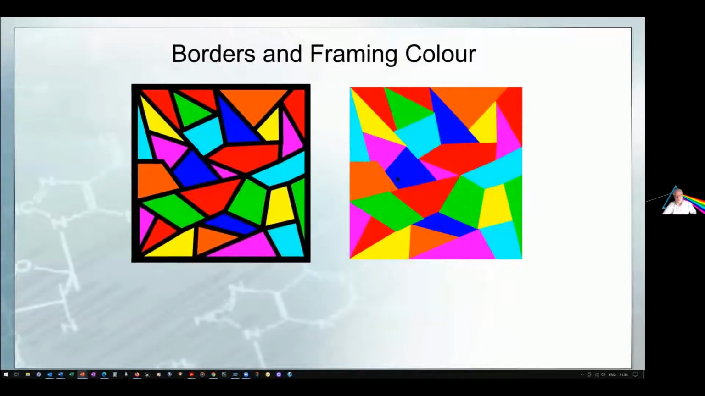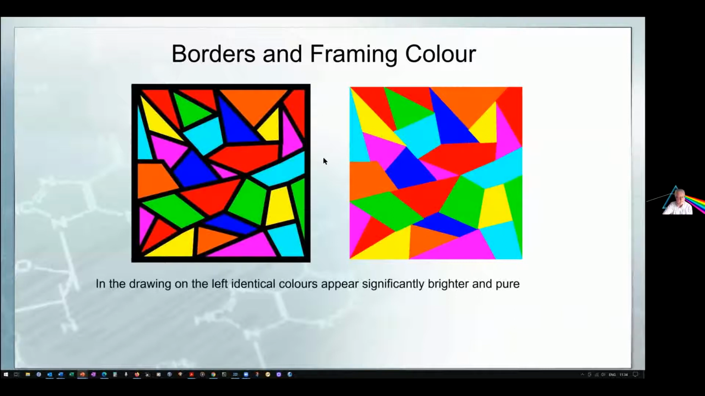Now, when you look at colors, borders and framing make a huge difference to the perception. If you look at the image on the left here, it pops, as the Americans call it. The colors seem to stand out much more dramatically if you put borders. And of course, this is the principle behind stained glass windows.